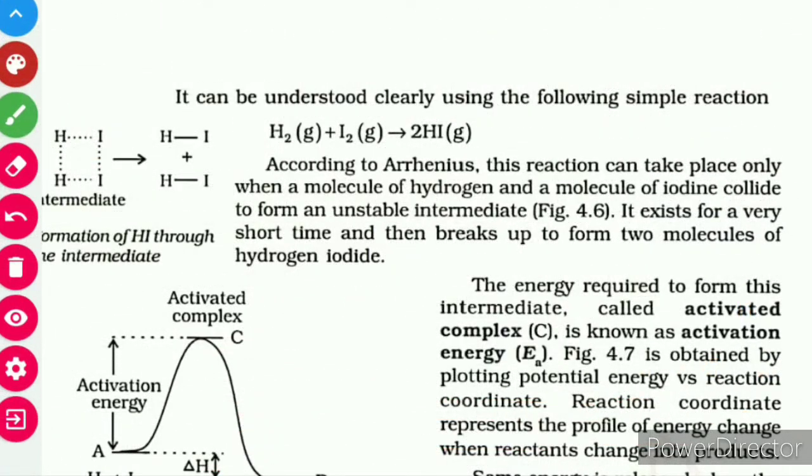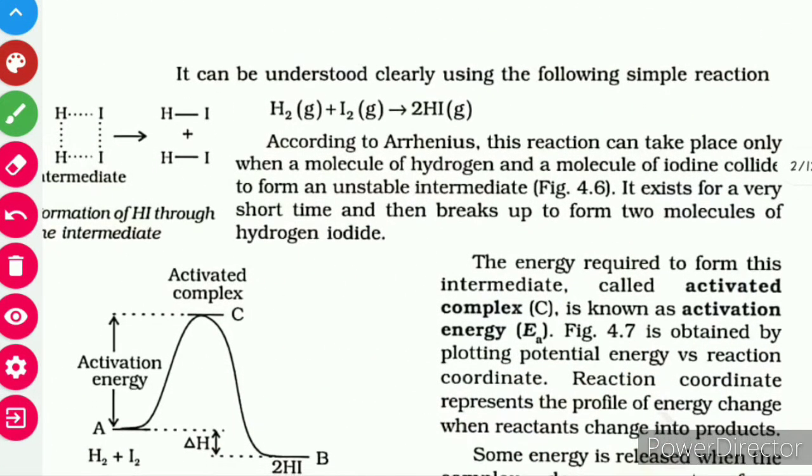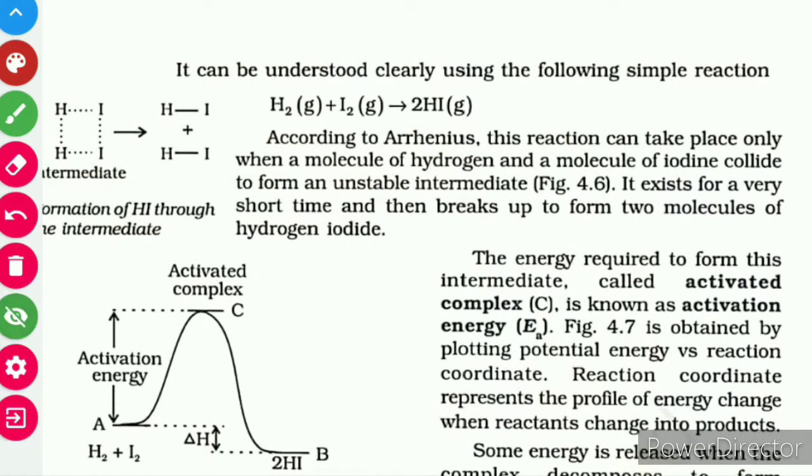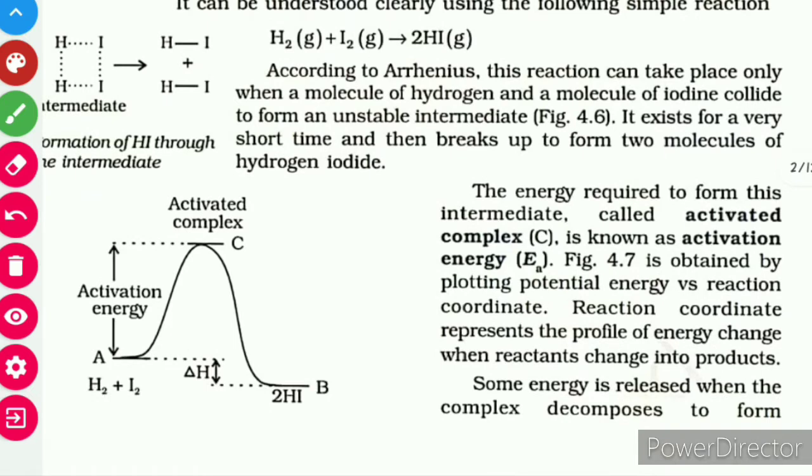It can be understood clearly using the simple reaction H2 plus I2 gives 2HI, formation of HI through an intermediate. According to Arrhenius, this reaction can take place only when a molecule of hydrogen and a molecule of iodine collide to form an unstable intermediate, as in the figure. It exists for a very short time and then breaks up to form two molecules of hydrogen iodide.